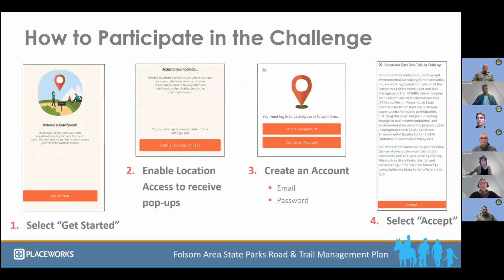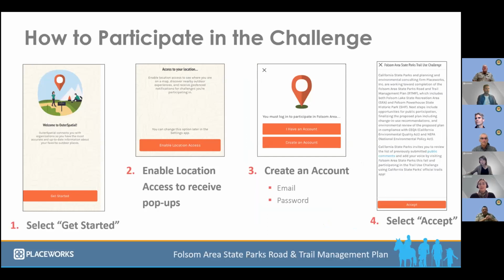So once you get the app and have it downloaded onto your phone, you will see this first screen here under number 1. Welcome to Outer Spatial. Outer Spatial is the app that is powering the app for State Parks. So go ahead and click Get Started. After you click Get Started, you'll have another screen pop up that says Access to your location and wants you to enable location access.